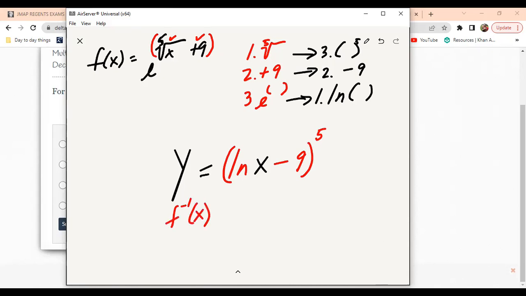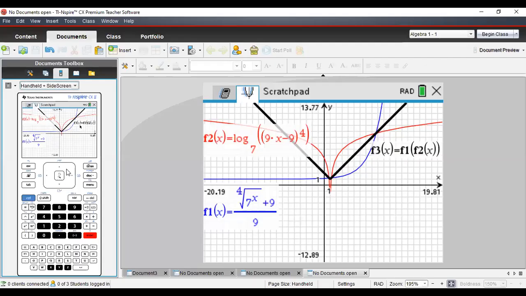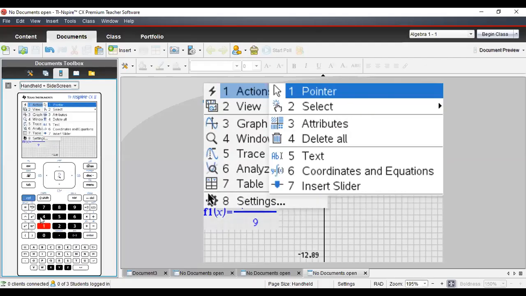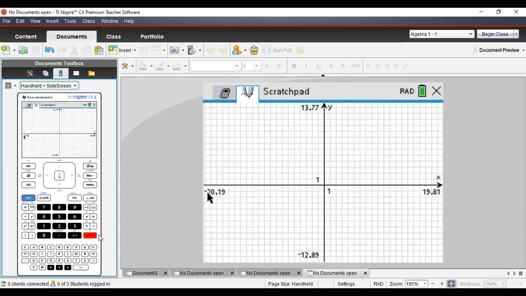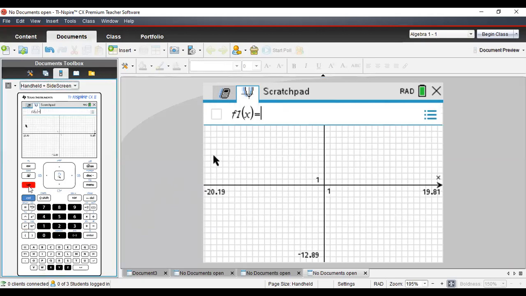Now we're going to check it. So we're going to grab the calculator. I'm going to get rid of this. It's going to be menu 14, delete it. And then what I'm going to do is enter the original. The original is e. We're going to do tab, and it's going to be e, and the exponential part is going to be the fifth root.